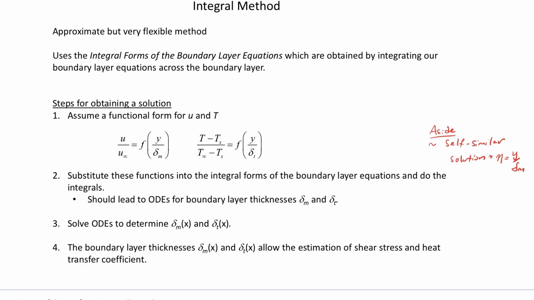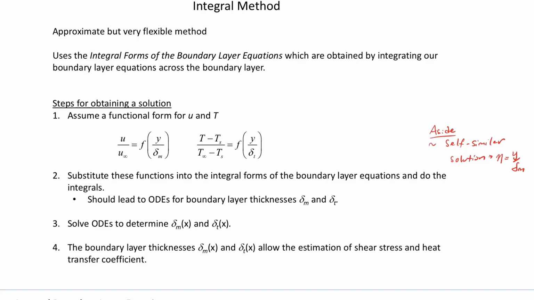In an integral solution, we actually don't solve the full ODE exactly, but we start off by making some assumption about what we think the boundary layer velocity profile is going to look like. So think about what I'm saying there. We're going to make a guess about what we think the velocity profile looks like. And we can start here by saying my velocity profile, u over u infinity, is some function of the position y over delta m, which is the boundary layer thickness.